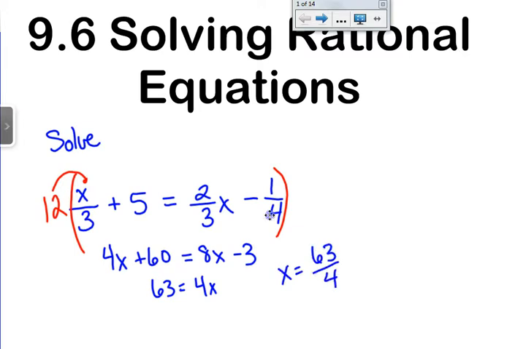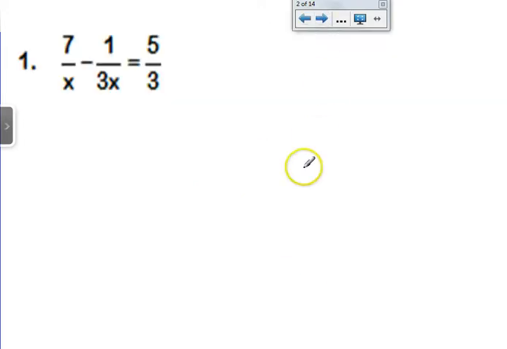We're going to apply the same concept to our rational equations next. So let's look at our first example. Number 1, big parentheses around the whole equation. If I look at my denominators, I have an x and a 3x and a 3. Well, the LCM of those would be the expression 3x.